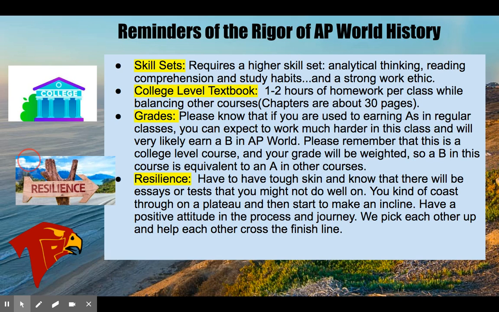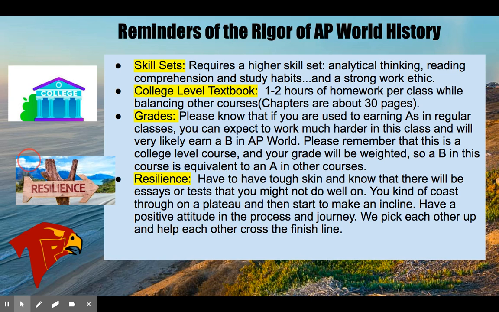and secondary. And last but not least, we just want to remind you that if you're going to take AP World History, take it for the right reasons. Okay, you're going to see that there's a lot of skill sets that we teach you. You're also in a college level textbook that's used at places like UCSD or even just private universities. So 1 to 2 hours of homework, chapters range about 30 pages, but we break it up. So we might have 5 pages that you read, or you might read 15 one day and then 15 a different day before you come to class.